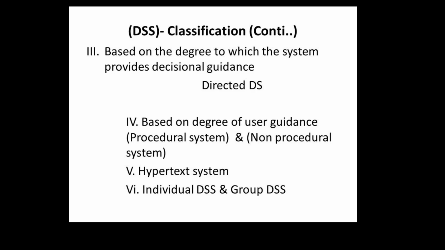Next one, hypertext system. It is to provide knowledge management for the problem context. One such technique is a document-centric hypertext system. Next is individual DSS and group DSS. Individual DSS means the ability to provide support to a single decision maker. Group DSS means the ability to provide support to a group of decision makers. This will be discussed in the next sessions.